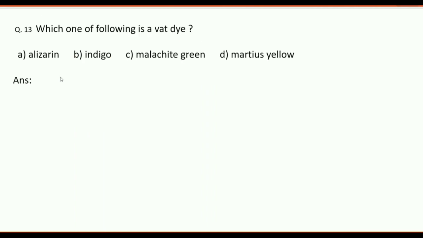13th, which one of the following is a VAT dye? Alizarin, indigo, malachite green, Martius yellow. So indigo is a VAT dye.